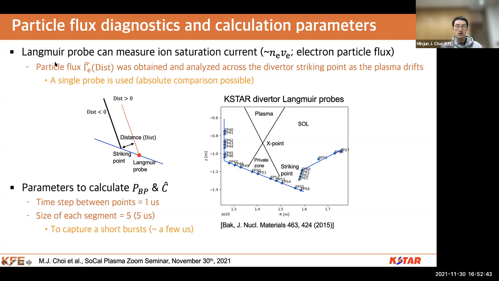and we could take the profiles of particle flux across the Langmuir probe position, and we define the distance by the distance between the striking point flux surface and the Langmuir-probe flux surface. So positive distance means we measure the SOL region, and the negative distance means that we measure the private region, shown here. And the parameters used to calculate these quantities are like this.